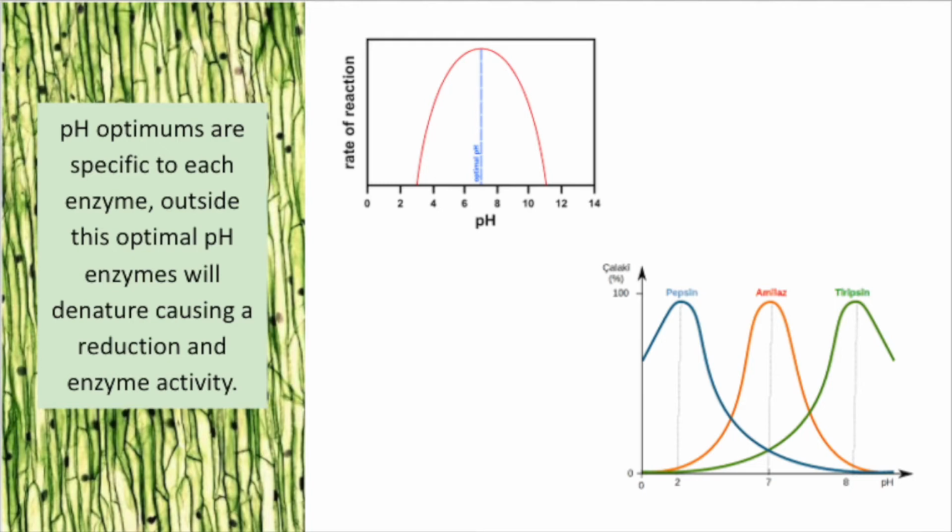The enzyme salivary amylase, found in saliva, helps break down starch and works best in a weak alkaline medium. The action of amylase on starch stops as food passes to the stomach because of the low pH in the gastric juice. So in short, pH optimums are specific to each enzyme. Outside the pH optimal, enzymes will denature, causing a reduction in enzyme activity.